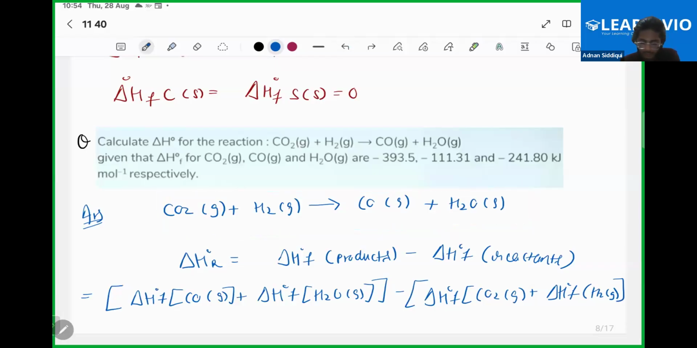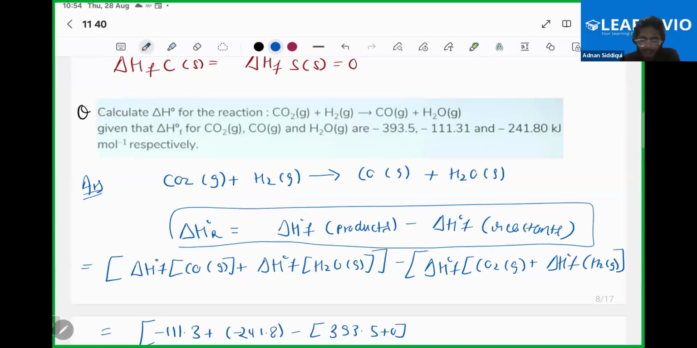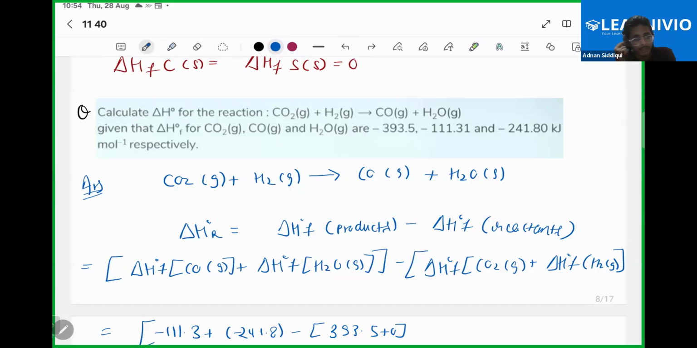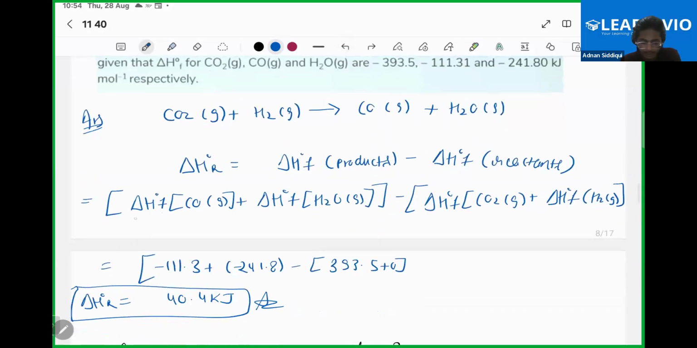What you have to do for your heat of reaction is just put this formula: delta H product minus delta H reactant. On the product side, what you are observing? You have CO plus H2O. You will put delta H naught CO plus delta H naught H2O. On the reactant side, you have CO2, H2: delta H naught formation CO2, delta H naught formation H2.